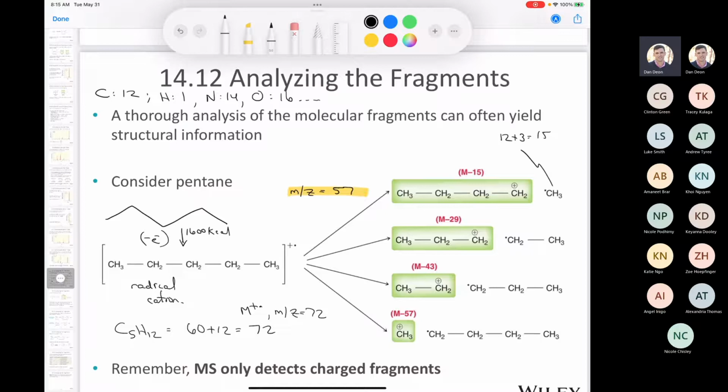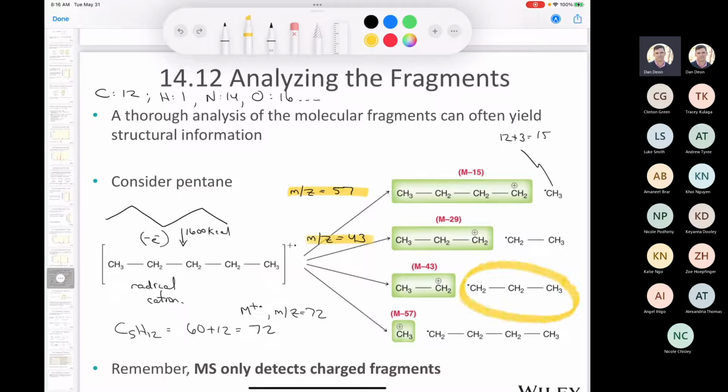All right, well, what are some other radicals that we could lose? We could also lose an ethyl radical. Well, what's its mass? If we tally it up, we see that it has a mass of 29. So what's the mass minus 29? We take 72, subtract 29, and we end up with 43. That means we should see a fragment with a mass over charge equal to 43. So we look for that in the mass spec. And again, that would come from the loss of the ethyl radical. Hopefully you're getting the hang of it now.